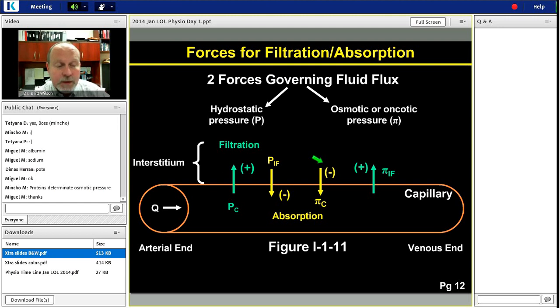If the forces favor absorption, then there's water movement from the interstitium to the vascular space. If, on the other hand, the forces favor filtration, in other words, these two forces are greater than those two forces, then fluid's going to leave and we'll have net filtration. That's how it works. And that's why we need to know these fundamental forces and what impacts them.